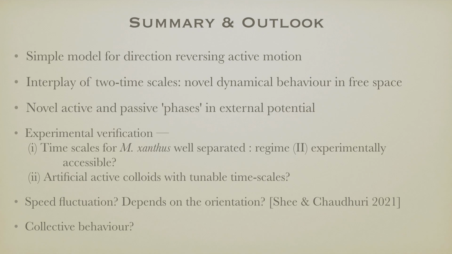And as I already mentioned, for Myxococcus xanthus, the time scales are really well separated, and it's actually that gamma inverse is much smaller than dr inverse, and it would be great if this novel phase can be observed in experiments. Another question is, for certain bacteria, it so happens that when they reverse direction, the speed also changes. So the next step would be to incorporate this speed change in the model and see if we can get completely different behavior, or what is the effect of this.